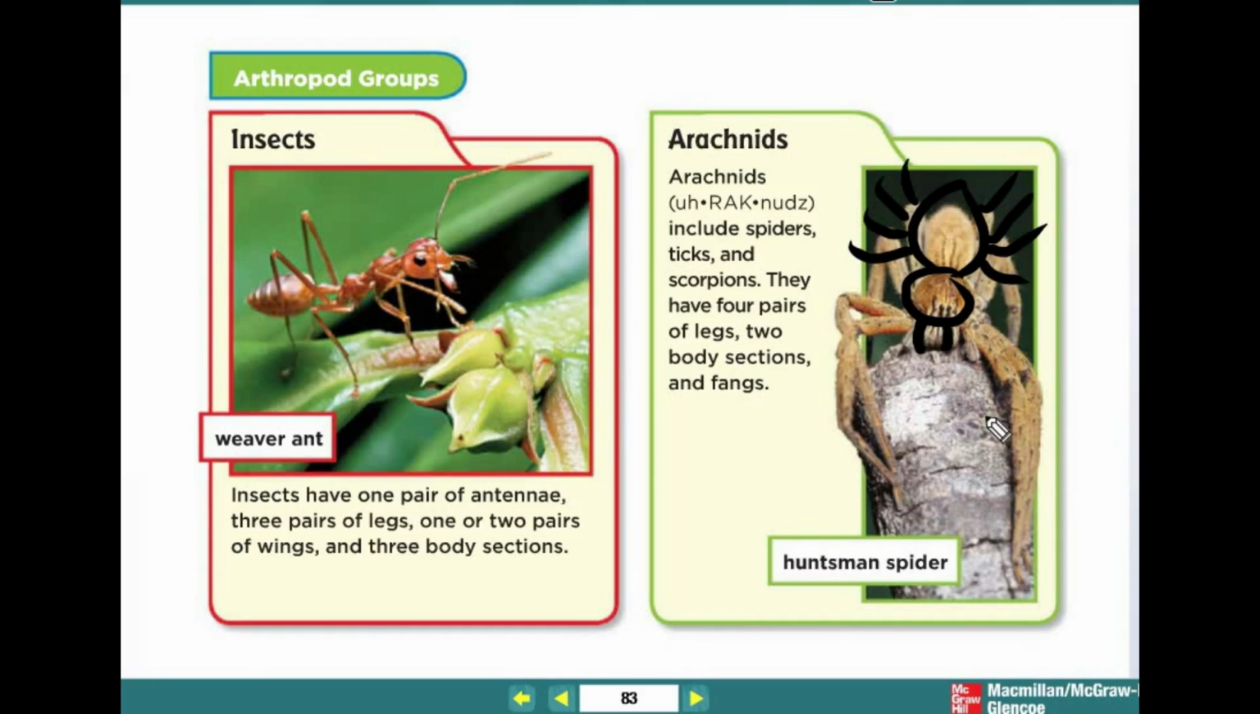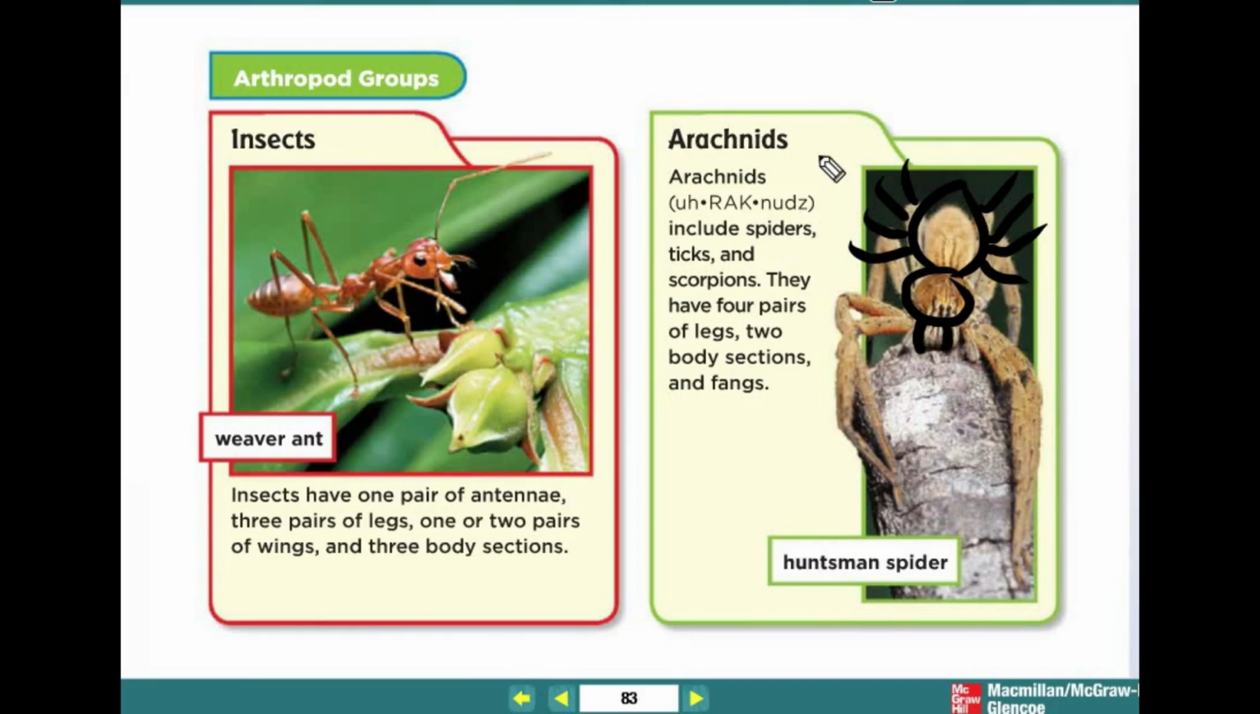Not one of the arthropods have wings except some of the insects. Arachnids, no wings. Centipedes and millipedes, no wings. Crustaceans, of course, no wings.